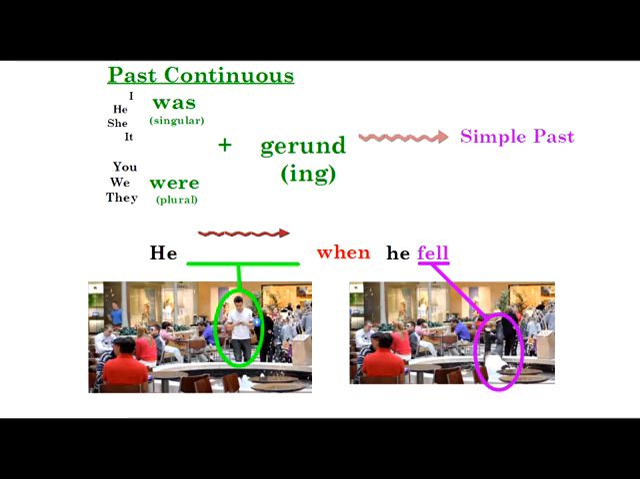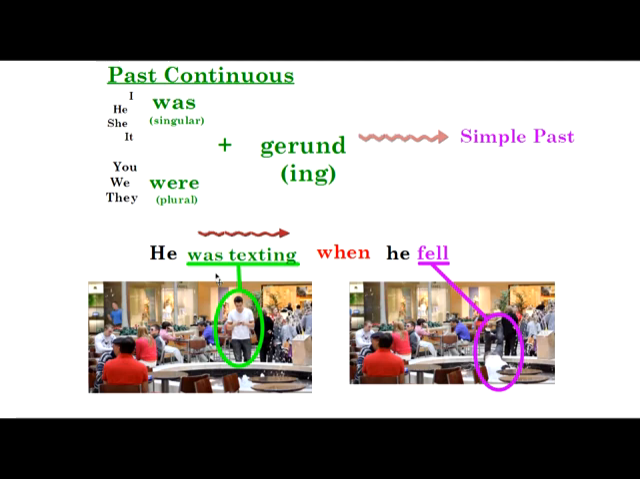So if we remember our situation, right? Do you remember what he was doing when he fell? We said that he was texting when he fell. So again, I'm using was and my gerund texting, right?